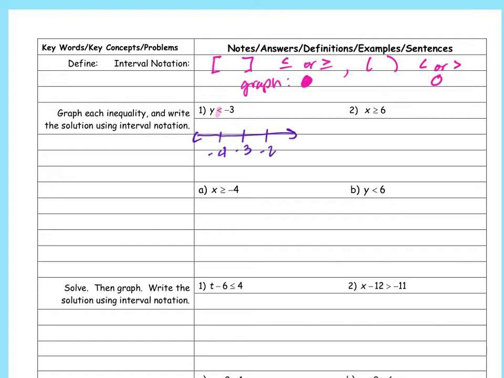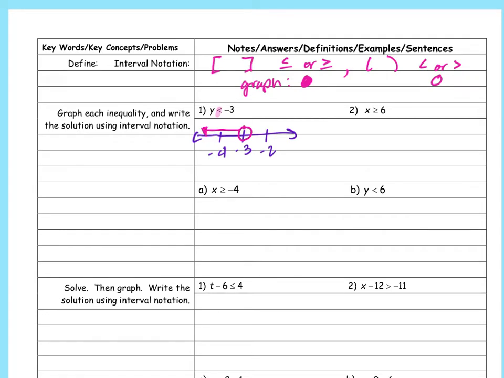So it's an open dot at -3. And then it says y is less than negative 3. So which way is less than, to the left or to the right? Is negative 4 less than negative 3 or is negative 2 less than negative 3 is basically the question we're asking. Which number is less than negative 3? Negative 4, yep. So I draw my arrow this way.